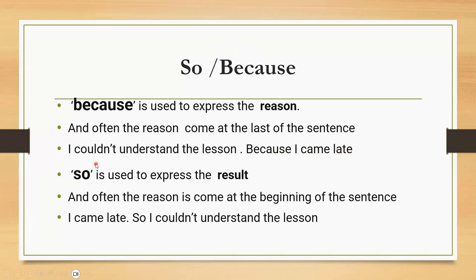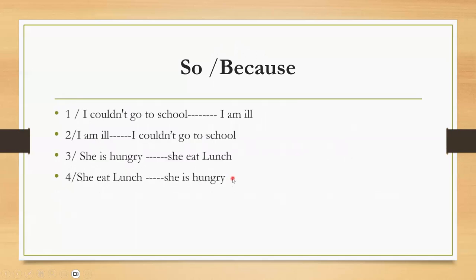Okay, and so is used to express the result. So, express what? النتيجة. And often the reason comes at the beginning of the sentence, like what? I came late. This is the reason, السبب إني جيت متأخرة. So, لذلك, I couldn't understand the lesson.